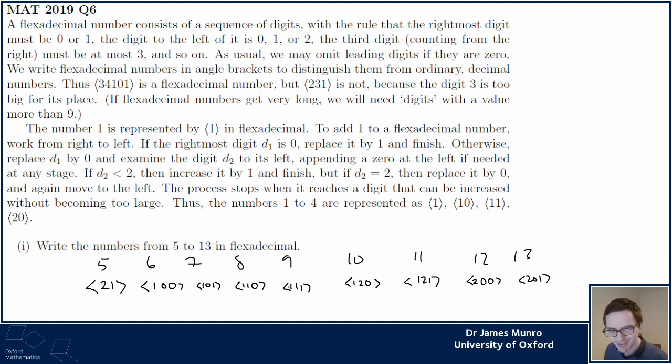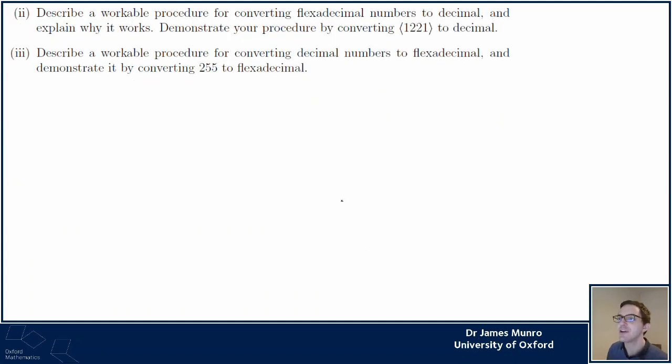Okay, so there are some interesting patterns going on in here already. The next part of the question wants us to explore what those patterns are. It asks us for a workable procedure to convert flexadecimal numbers to decimal. So if you see a flexadecimal number like this, can you work out what's happened? I suppose the thing we really want to do is work out the place value of these numbers. I want to do something involving this 1, 2, 2, 1 in here, and that's going to involve, I think, working out what each of the digits means.